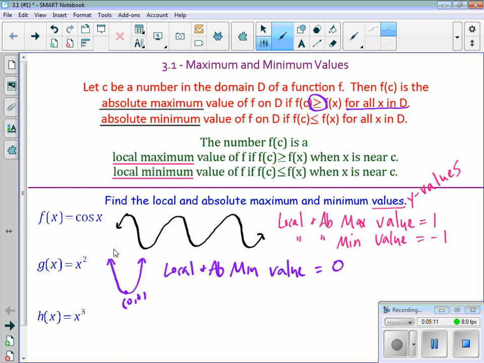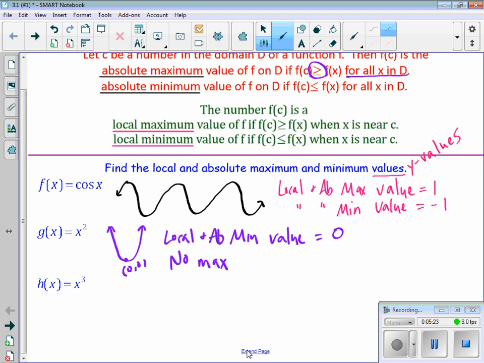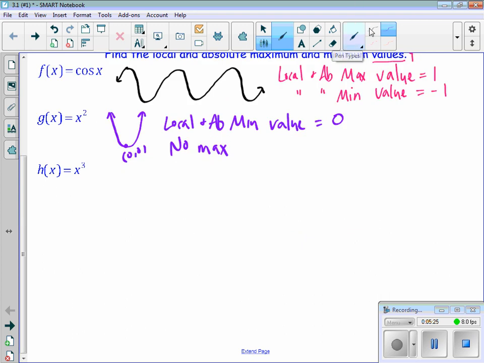How about max? Do we have any local or absolute maxes? No, it goes up forever. Okay, so there's no max of any kind there, right? Okay, think of y equals x cubed. What's that graph look like?